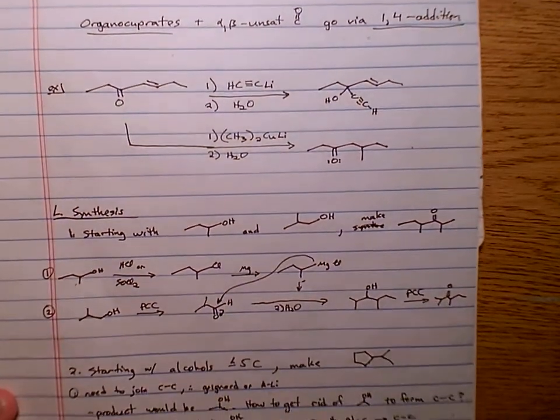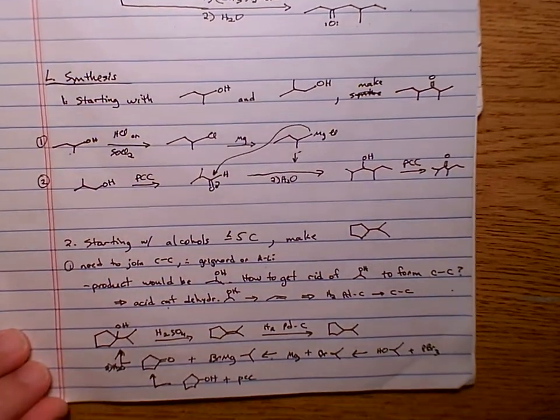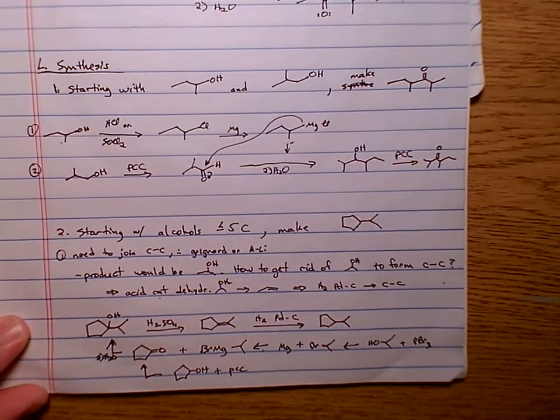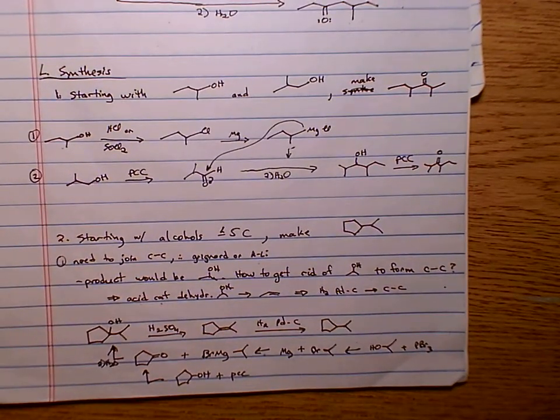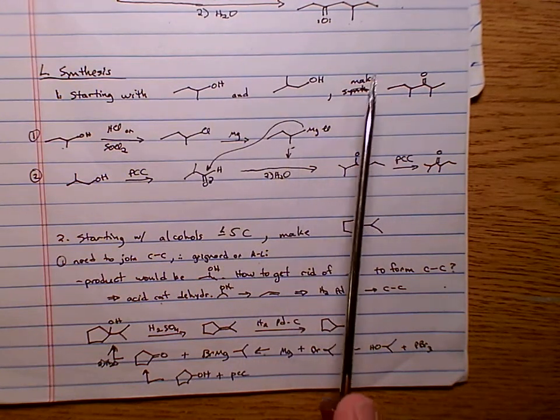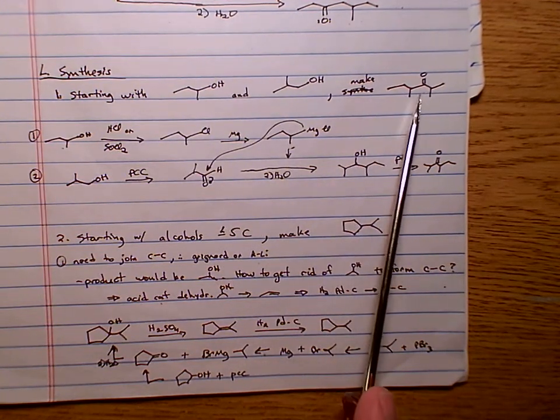Good news. We're at the last part of this chapter. Let's take a look at synthesis here, because we've found ways to make carbon-carbon bonds. We know a lot of stuff here. So starting with this alcohol and this alcohol, how can you make this compound here?